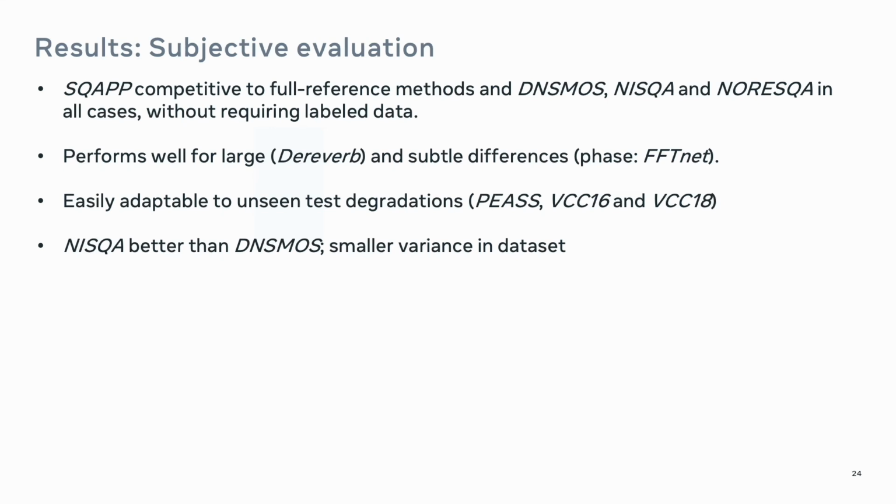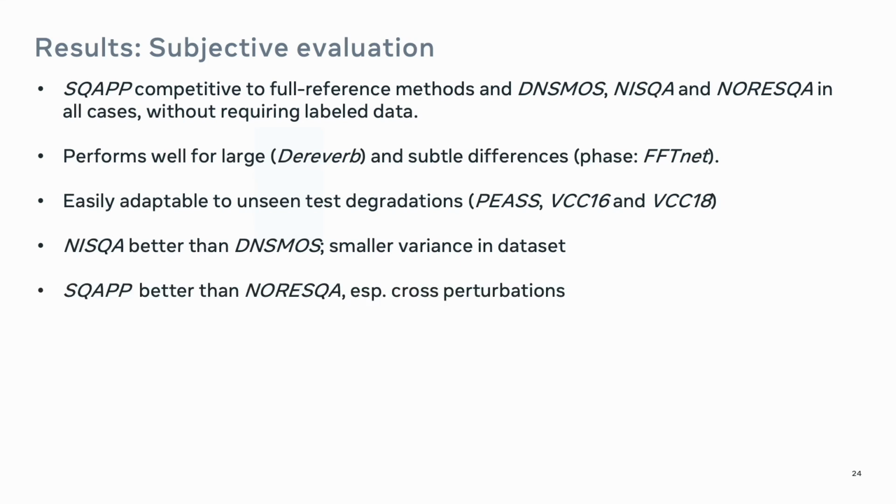More generally, we observe that NISQA performs better than DNS-MOS, and the hypothesis there is that since NISQA is trained on a dataset that has more number of judgments for every recording, therefore it has a much smaller variance in the dataset. And this is precisely the hypothesis why we are building a low variance predictor in the first place.